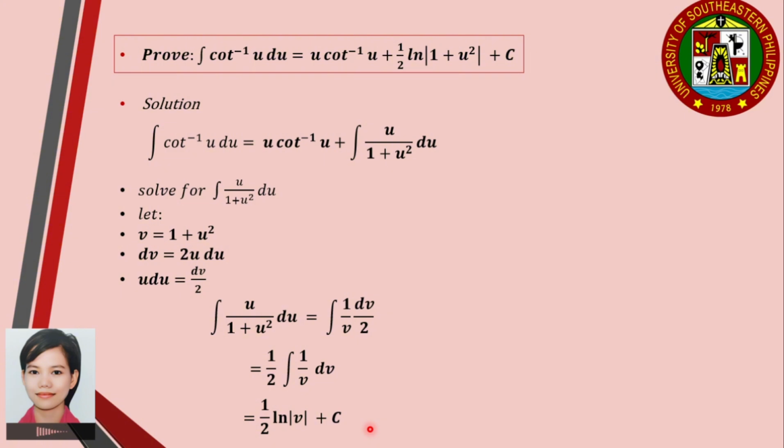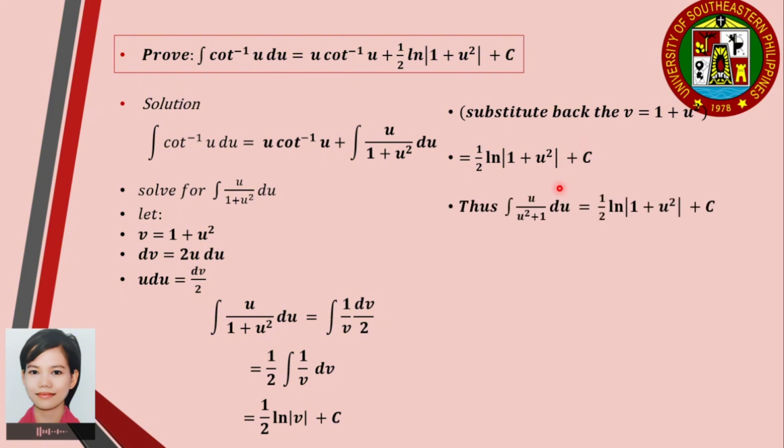So from this one, we can substitute back the v that we let earlier. So what is our v again? So our v is 1 plus u squared. So the 1/2 ln v plus c equals to 1/2 ln v, which is the 1 plus u squared, the absolute value of it, plus c. So thus, the integral of u all over u squared plus 1 du equals to 1/2 ln 1 plus u squared plus c.